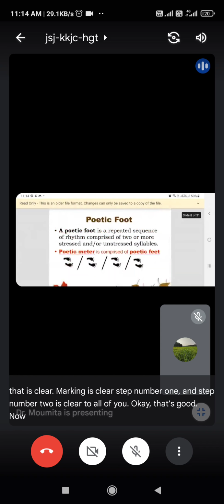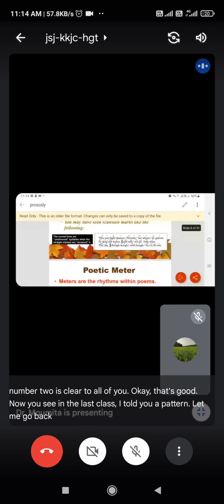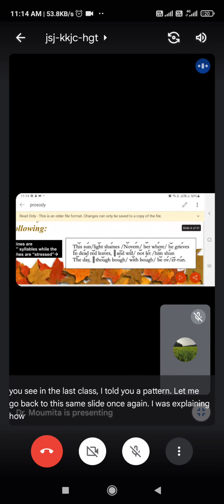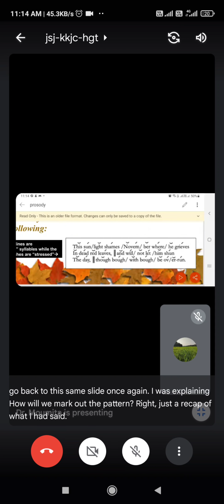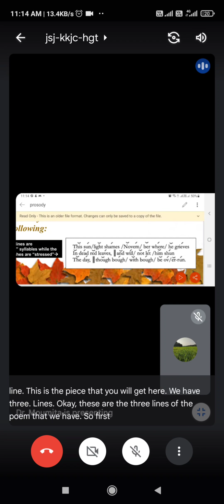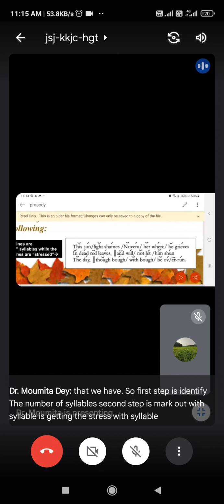Now, you see, in the last class, I told you a pattern. Let me go back to this same slide once again. I was explaining how we will mark out the pattern, right? Just a recap of what I had said. Supposing these are the 3 lines of the poem. So first step is, second step is mark which syllable is getting the stress, which syllable is not getting the stress.